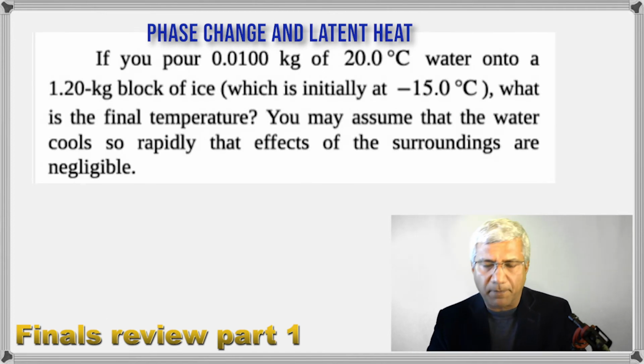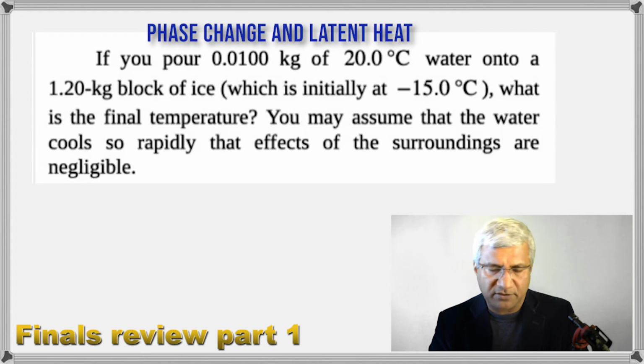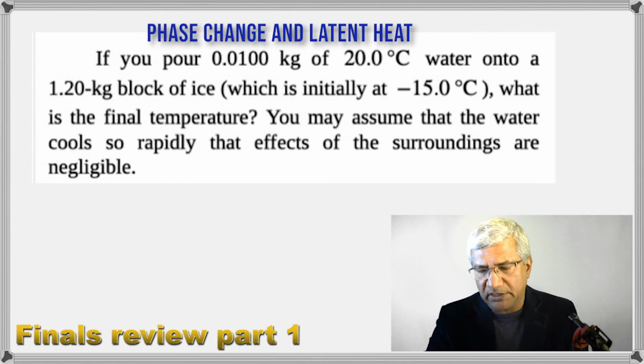Here's another one. If you pour 0.0100 kilogram of, that's a small amount, that's 10 grams of 20 degrees Celsius water. That's hot water. You're pouring a tiny amount of hot water at 20 degrees Celsius. Not very hot, but in comparison, it's hot. You're pouring it into a 1.20 kilogram block of ice. So you made a small hole in a block of ice and you're pouring this hot water, and the ice is at negative 15 degrees Celsius.